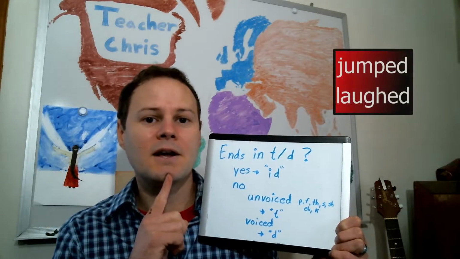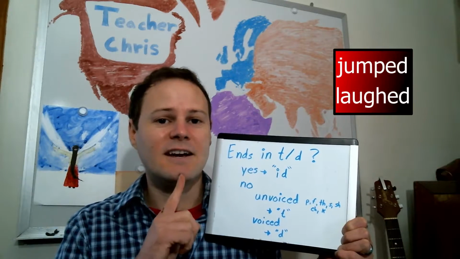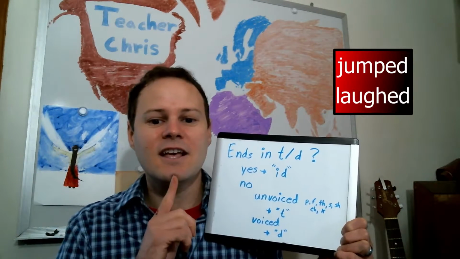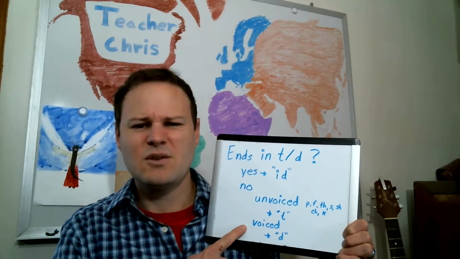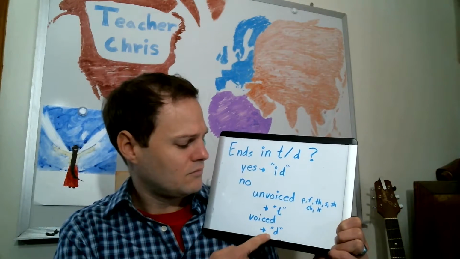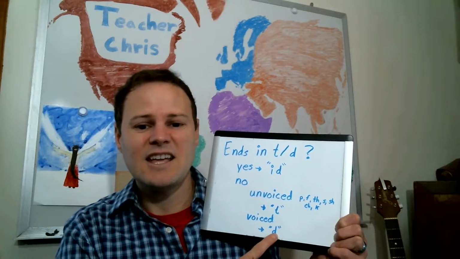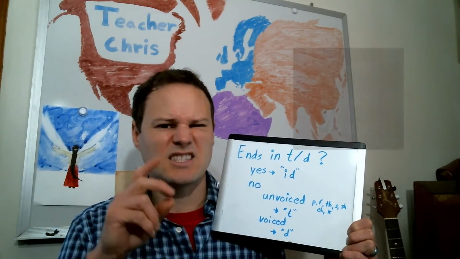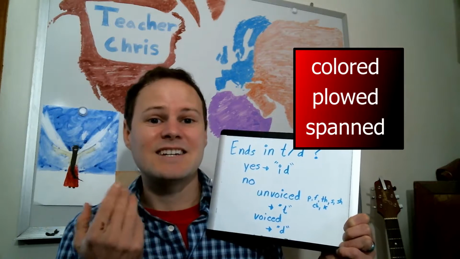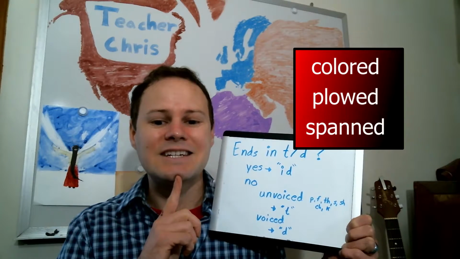So like jump ends in a p sound, so jumped. Laugh ends with an f sound. Laughed, right? All right, so that was unvoiced. Now what about the voiced ones? It's pretty much the same. All the other letters, not these, you're going to add a D sound on the end. So for example, color, ends in an r sound. So add a D. Colored. Plow. Plowed. Span. Spanned.